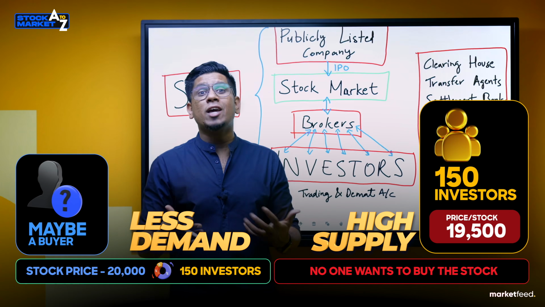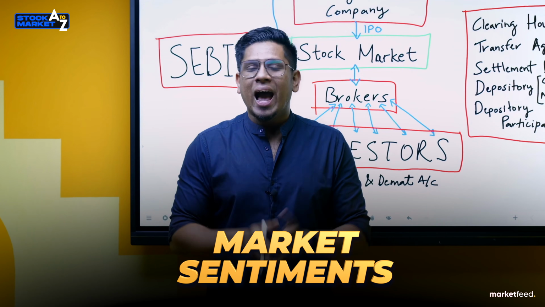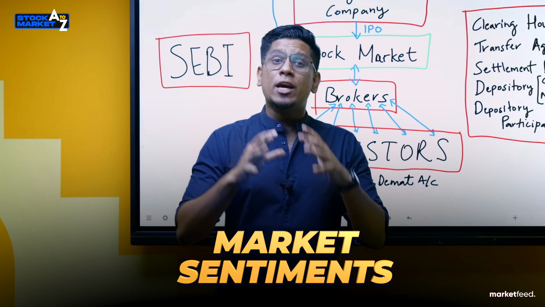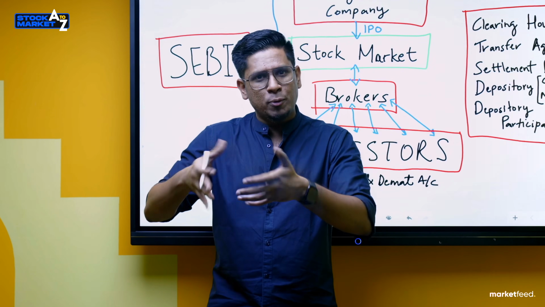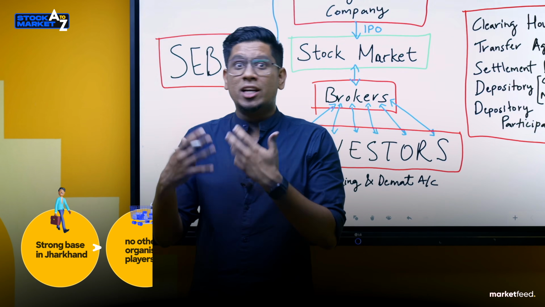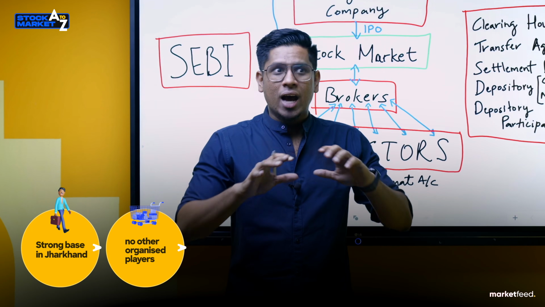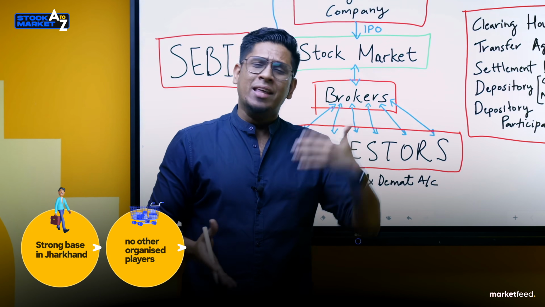Now, what drives this demand and supply? It's nothing but market sentiments. I'll again give you stories and examples here. Say, for example, Jignesh Bhai's company has a strong foothold over Jamshedpur and the state of Jharkhand. Now, there is no Reliance Retail there. There is no Reliance Fresh supermarket there. There aren't any large organized players in Jharkhand. Just an example. There might be.